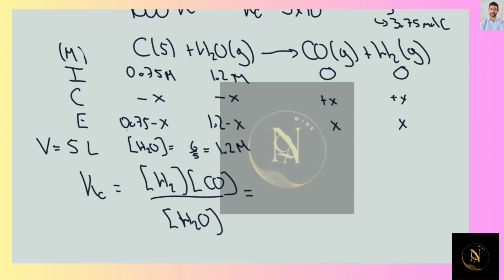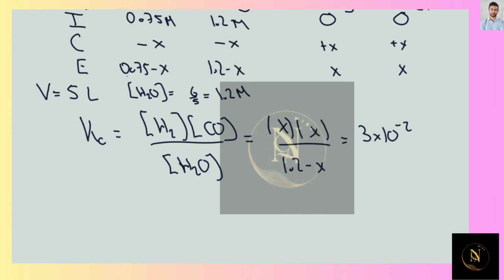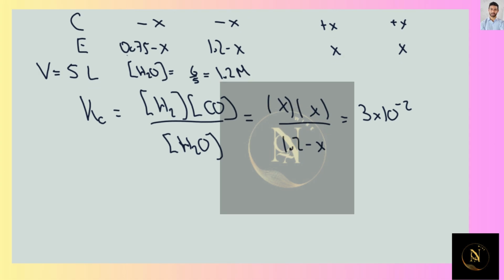Now we can proceed with directly substituting the values that we have. We have X and X over here, and we are going to get 1.2 minus X. This needs to be equal to the value for the equilibrium constant, that is 3 times 10 to the minus 2. So we have two options, solving the quadratic equation or solving while doing an approximation. So a way to check is that if we make the approximation that 1.2 minus X is approximately 1.2, the result that we would get for solving for X would be equal to 0.19. And this would be 0.19 molar.